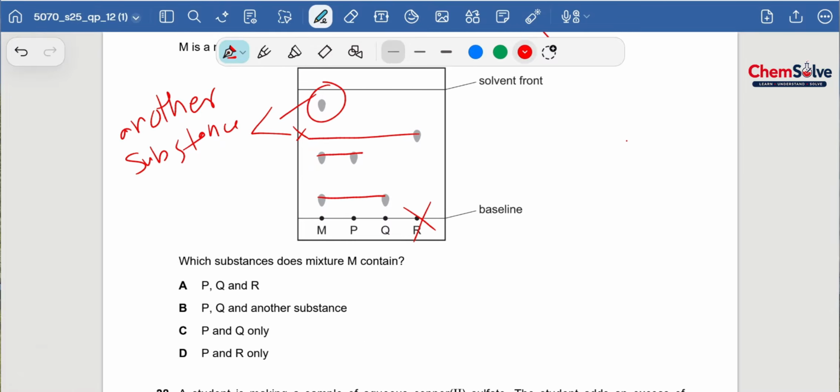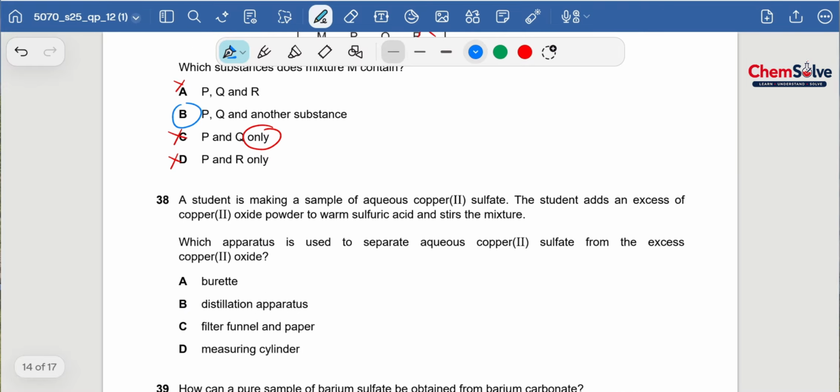Now look at the options. P, Q, and R, obviously not. P and R, obviously not. And as there is another spot as well, we are not going to use P and Q only. We will use P, Q, and another substance. I hope it makes sense to you.